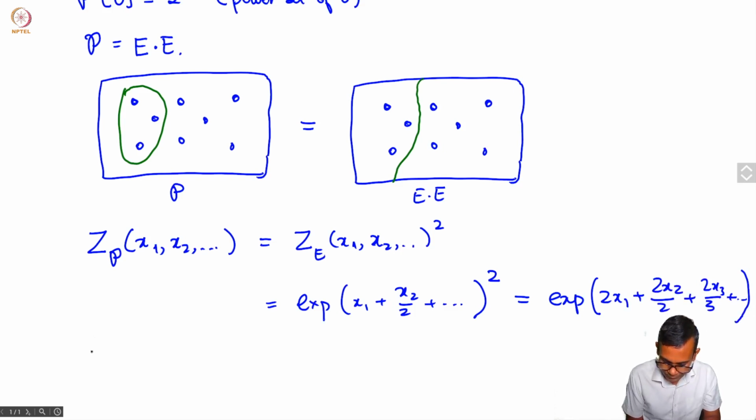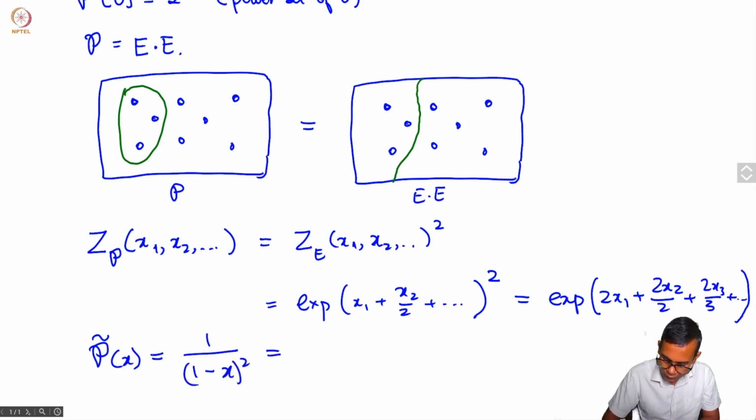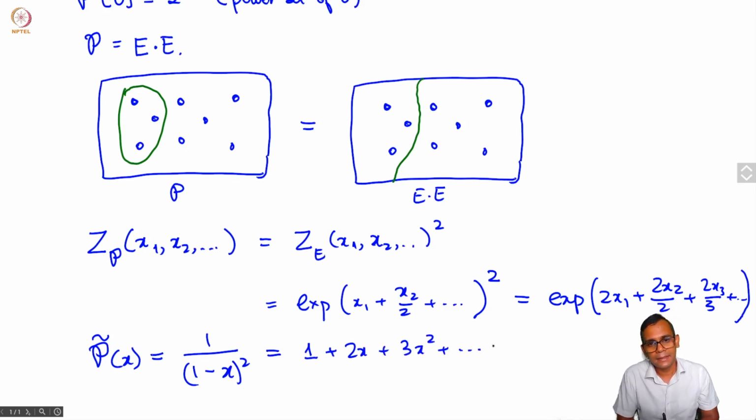The type generating series P tilde of x is just the types generating series of E squared, which turns out to be 1 over (1 minus x) squared, which if you work out is 1 plus 2x plus 3x squared plus so on, saying that there are precisely n plus 1 types of subsets of a set of size n. And indeed the type of a subset is just determined by its cardinality. And so if you have a set of size n, its subsets can have cardinality 0 through n, which accounts for the n plus 1 types.